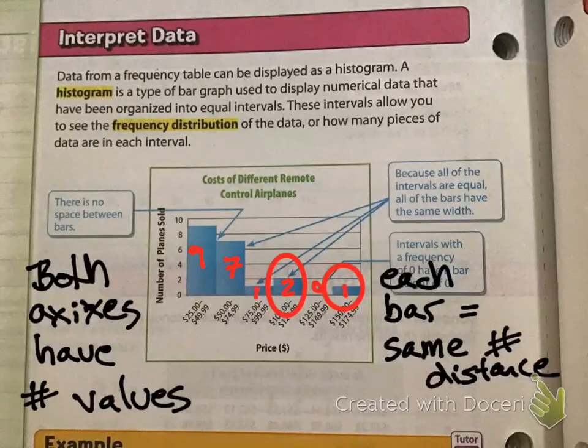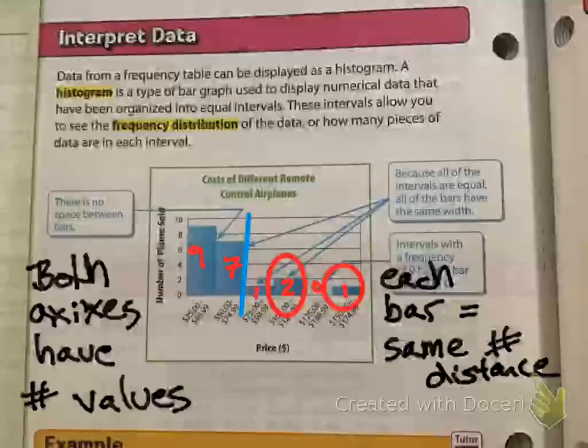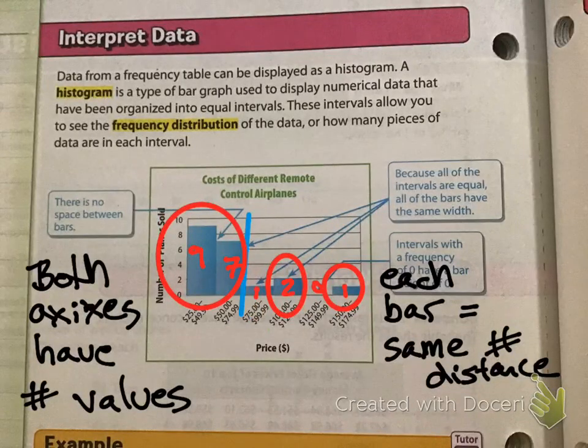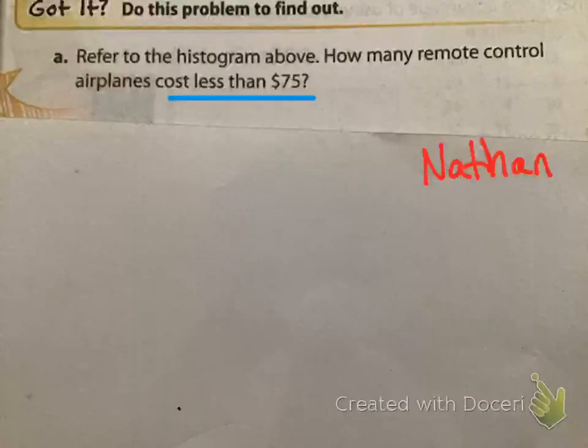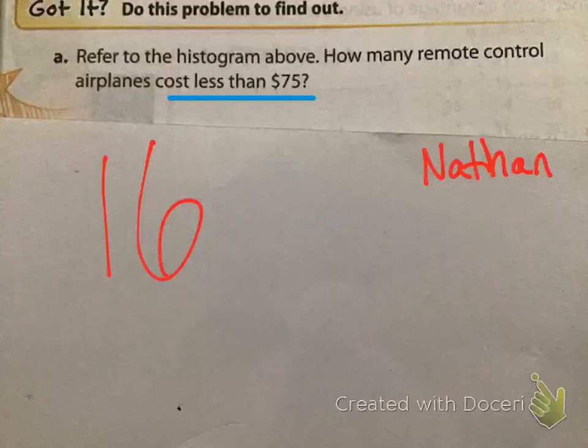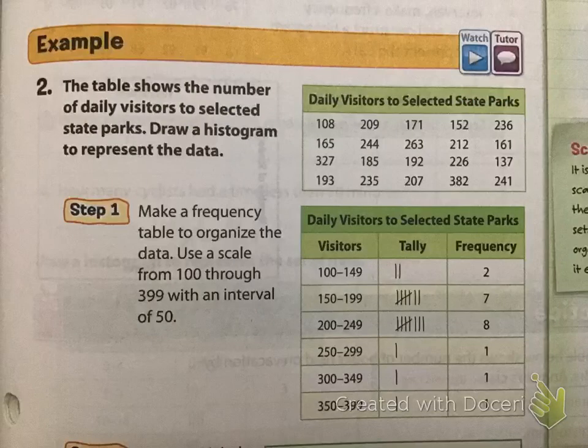So if here was my $75 mark, I've got a total of all of those costing less and a total of all of those costing more. So I find out that I have a total of 16 remote-controlled airplanes that cost less than $75. Now, Isabella was great. She counted that 9. Nathan was great. He found the 7. But we need to look at our key word, less than. That includes everything below $75.